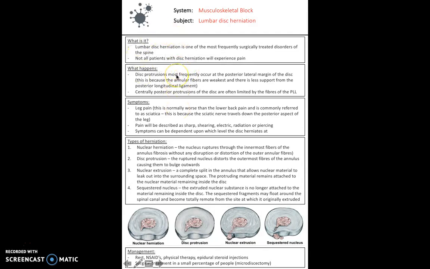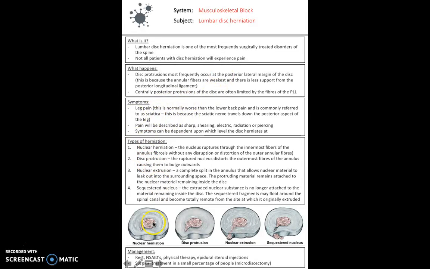So what happens here, the disc protrusions most frequently occur at the posterior lateral margin of the disc. So this is because the annular fibres are weakest at this point, and there's less support from the posterior longitudinal ligament. So the posterior longitudinal ligament runs down, and this means that centrally the disc protrusions are often limited by the fibres, but actually in a posterior lateral margin they are quite frequent.